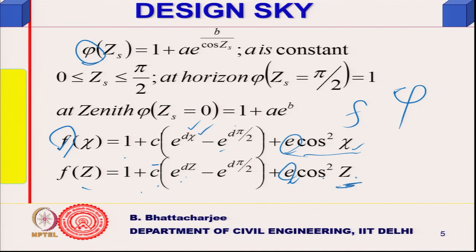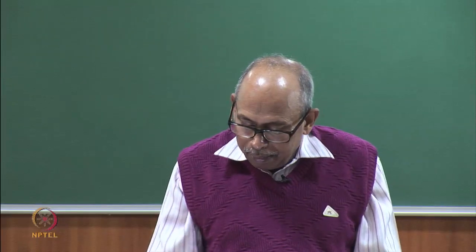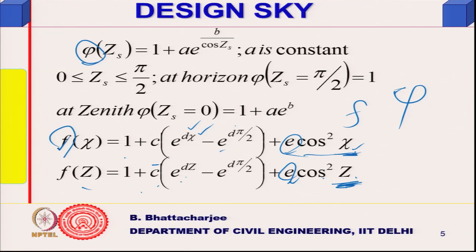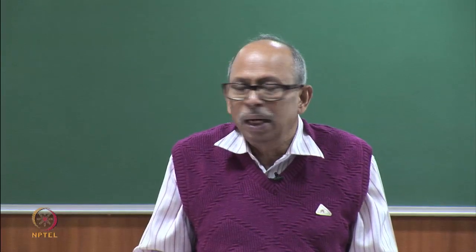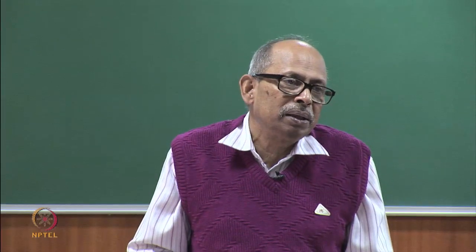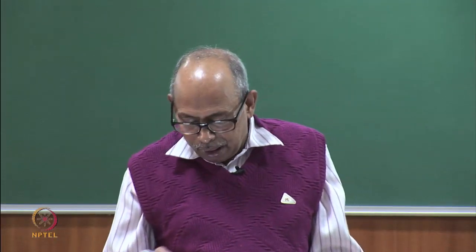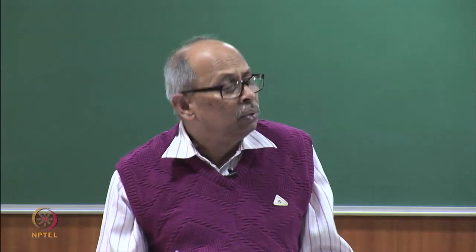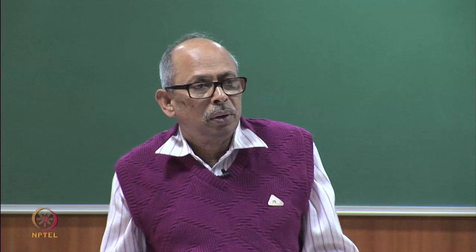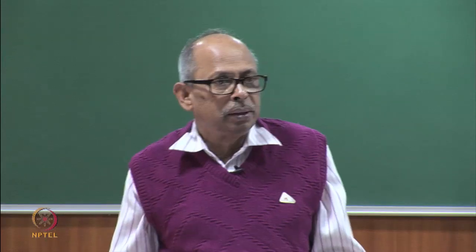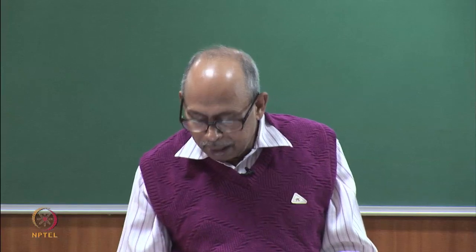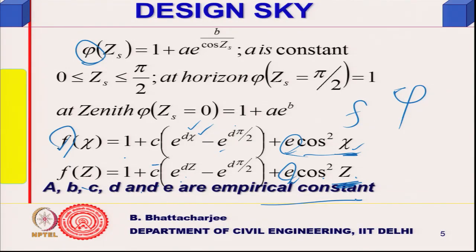This is for the sun, the solar zenith angle, and this is for the element, the angle it makes with the element. A, B, C, D, E are constants depending upon the sky type. So these values have been proposed, and these are empirical constants. So this has to be determined from experimental work.